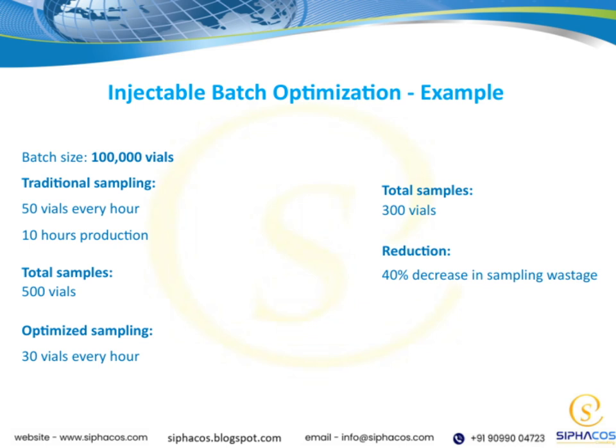But with our optimized sampling approach, we only need to sample 30 vials every hour. This means fewer vials are taken for sampling, and as a result, we reduce wastage while still maintaining quality assurance. This example highlights how smarter sampling strategies can lead to significant improvements in efficiency. It's an important part of our overall goal to optimize processes, reduce waste, and ensure high-quality production.